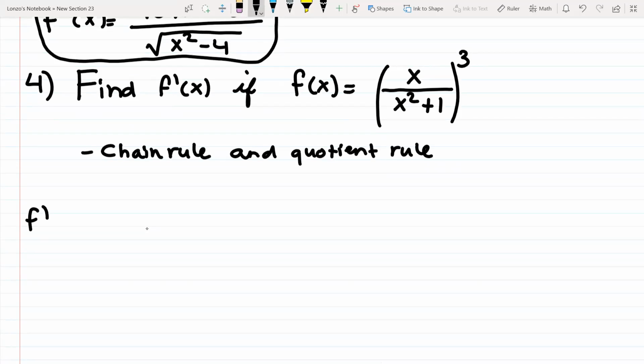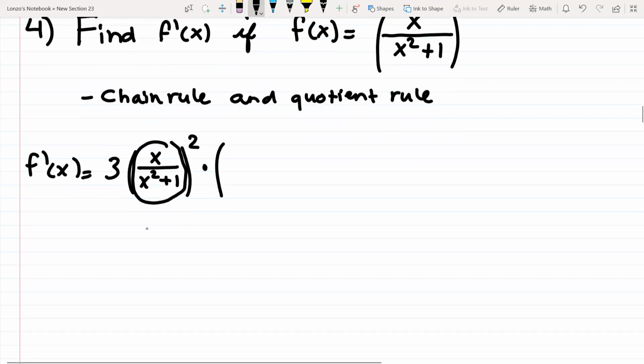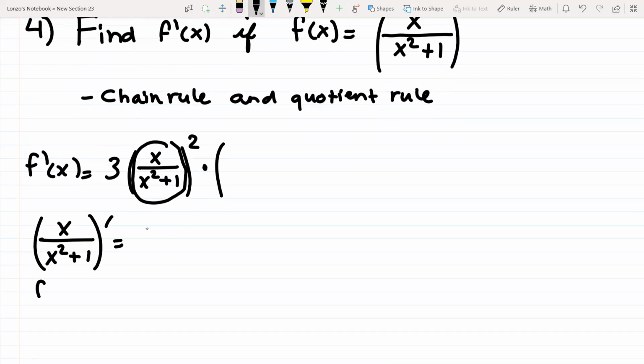So f prime of x is going to be, first I'll apply the power rule. So this would be 3 parentheses x over x squared plus 1 to the second, times the derivative of the inside, right? So how do you take the derivative of x over x squared plus 1? Simple, right? It's the quotient rule. So f is x, so f prime would be 1, and then g is x squared plus 1, and g prime is going to be 2x.